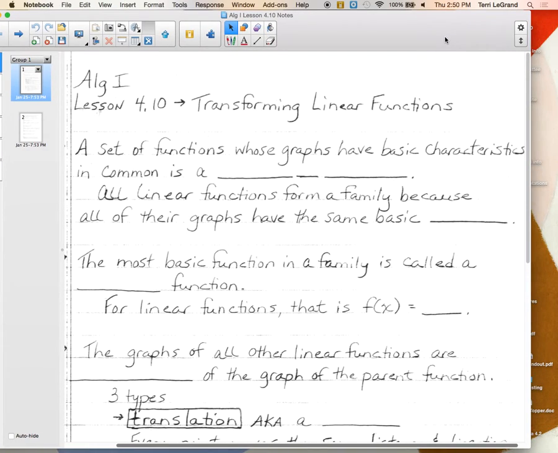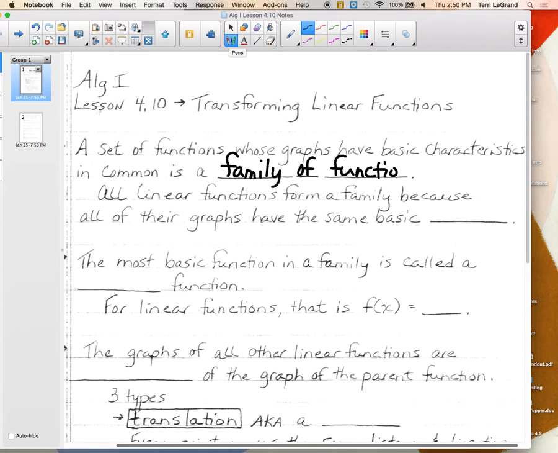Okay, so let's start out here with some stuff we need to know. A set of functions whose graphs have basic characteristics in common. Do you know what that's called? A family of functions. So you have this group, this set of functions that have basic characteristics in common, and they're called a family of functions. There's a linear family, there's a quadratic family, there's an absolute value family, there's all kinds of different types of families that each of them have their own characteristics.